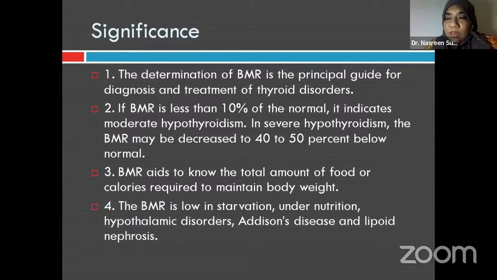Now, what is the significance, the use of this BMR? When we focus on the BMR, what we get to know is about thyroid disorders. Immediately, when a person is becoming very slim, okay, he will just look like a skeleton. In that case, immediately the doctor will say, go and have your thyroid test done first.